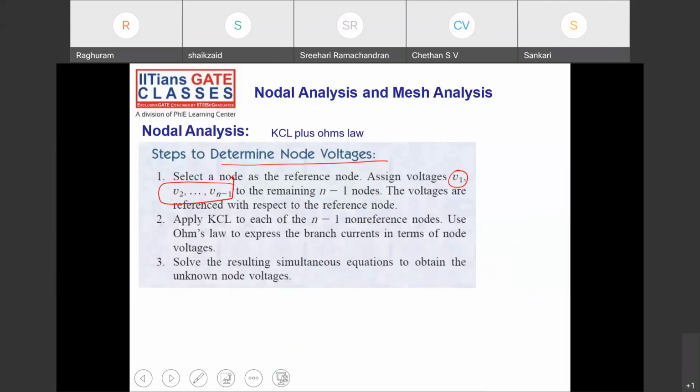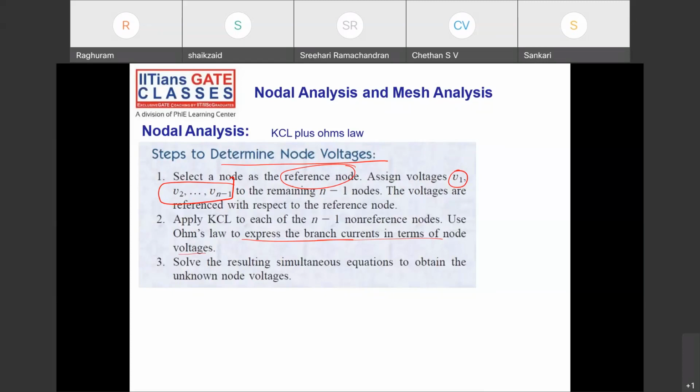Assign voltages V1, V2 and so on up to Vn minus 1. The voltages are referenced with respect to the reference node. If the reference node is ground, V1 will be with respect to ground, V2 will be with respect to ground. Next, apply KCL to each of the n minus 1 non-reference nodes. Use Ohm's law to express the branch currents in terms of node voltages. This is important. We will see it when we do problems. Solve the resulting simultaneous equations to obtain the unknown node voltages. Nodal analysis is as simple as this.